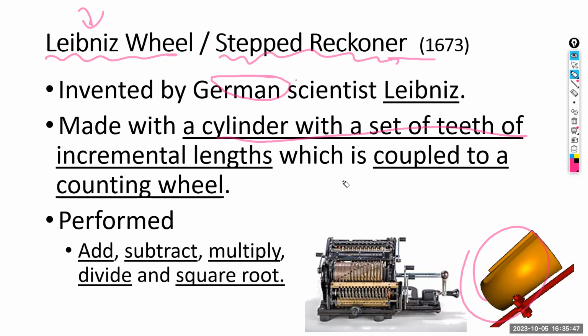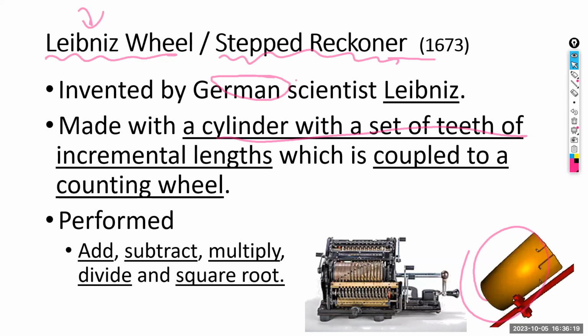If you do a Google search, you can see something like this. You can see there are teeth at varying lengths, and this is connected to a gear wheel, right? And these are in various lengths and sizes as well. So that concept was used by Leibniz, especially to do the multiplication and division faster.